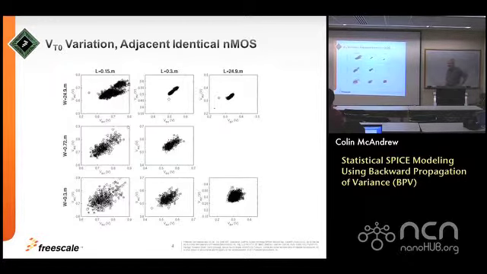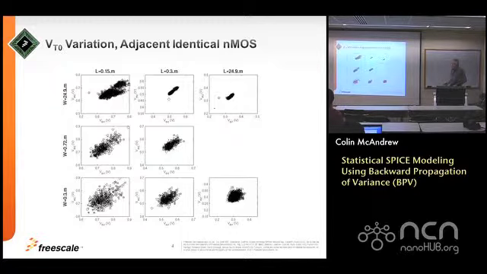This is a set of data to show you what the correlation structure can look like in real data. This is from a 130 nanometer process, and what's being shown here, the length is increasing. So this is L of 0.15, 0.3, and 25, and here the width is increasing. So we're going from small here to big here. And what's being plotted here is the threshold voltage of one NMOS transistor versus the threshold voltage of an adjacent transistor that's placed next to it and laid out identically.